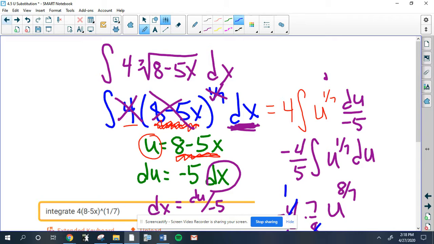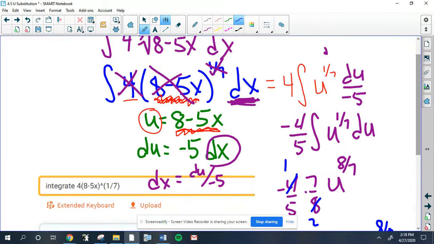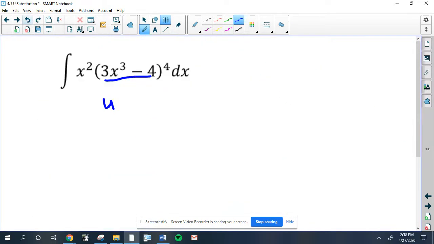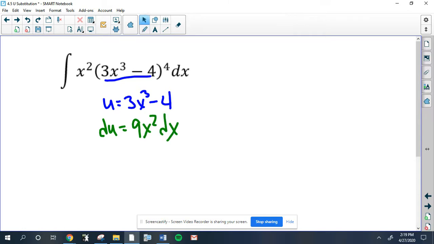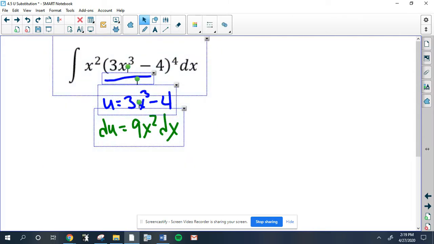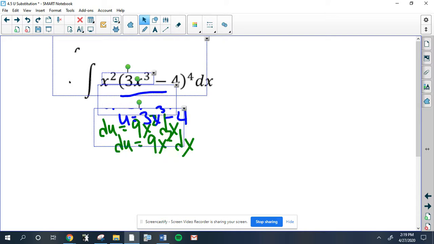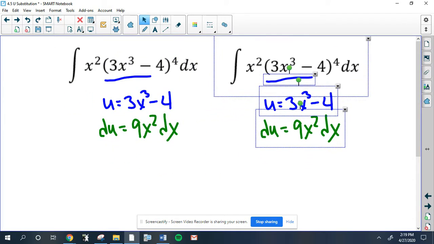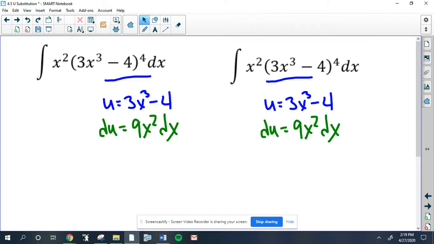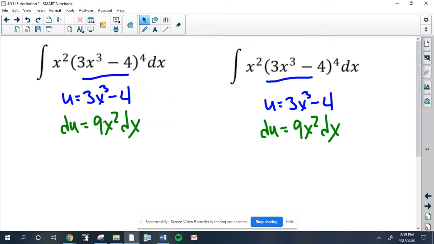All right, here we go. So the next step here is your du. Your du here is the derivative of u, which is 9x squared times dx. Now here's where I'm going to give you two options on how to handle this. Option number one is just follow along just how we've been doing this.